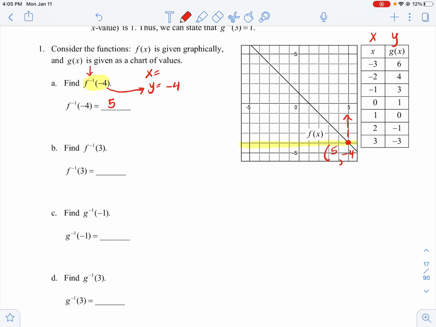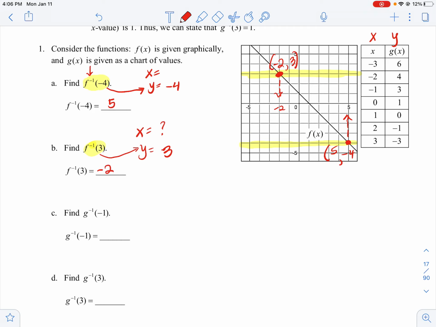Moving on, letter B. Because of this inverse, again, this is read as f inverse of 3, meaning we're looking for the value of x, and 3 is the value of y. So I'm going to highlight where y is equal to 3. This is the part of the graph where y is equal to 3. Where is the corresponding point? That's over here. This point here has a y of 3. What's the x of that point? I think the x of that point is negative 2. So f inverse of 3 is negative 2.